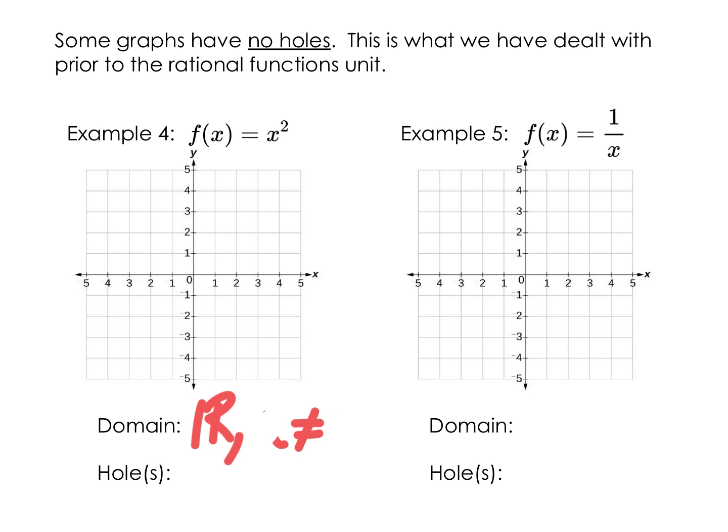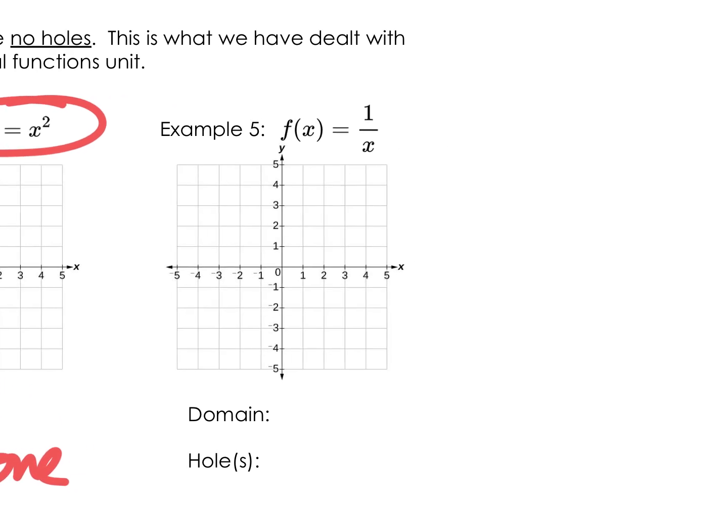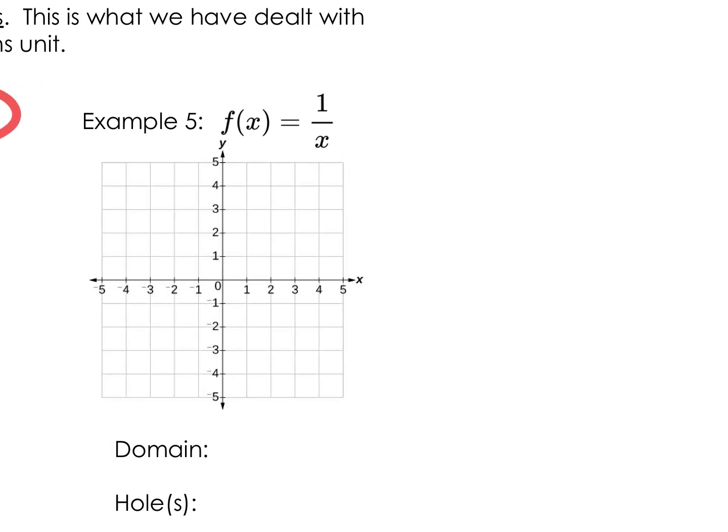I guess x can just be all reals. On a parabola, you can go forever from left to right, and it just works all the time, so it's all reals. How about the holes? Is there any holes in this one? No. How about on this one? What's the domain of this one? All reals except x cannot be 0.